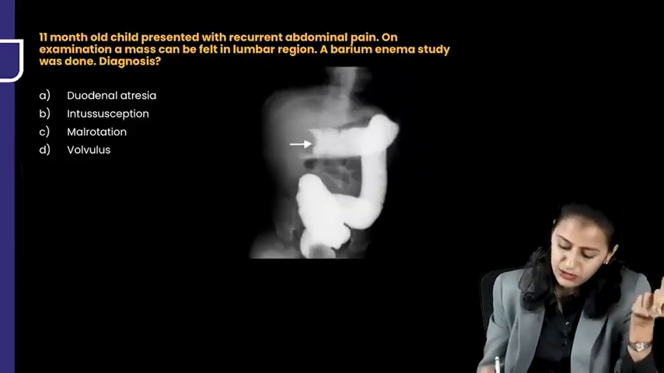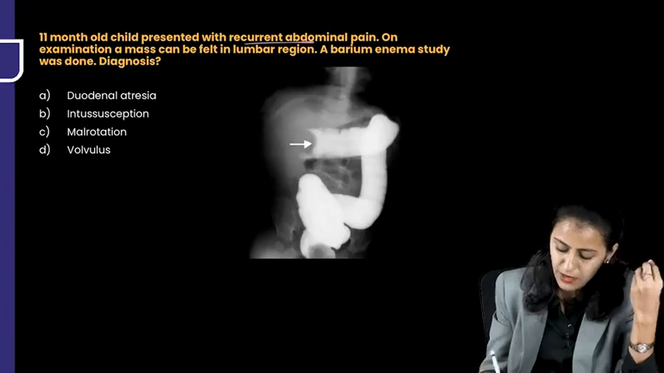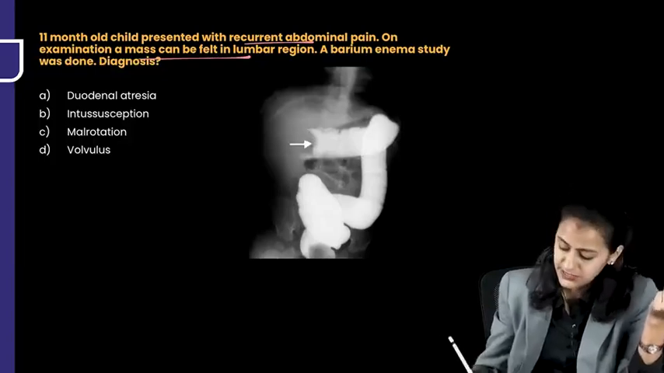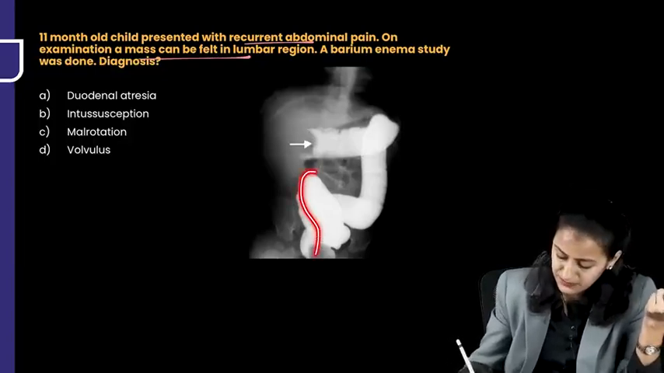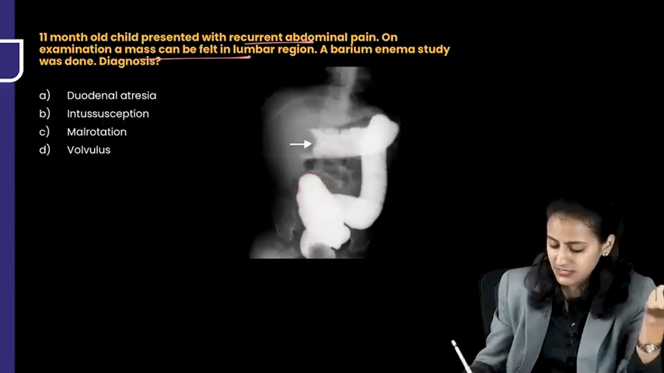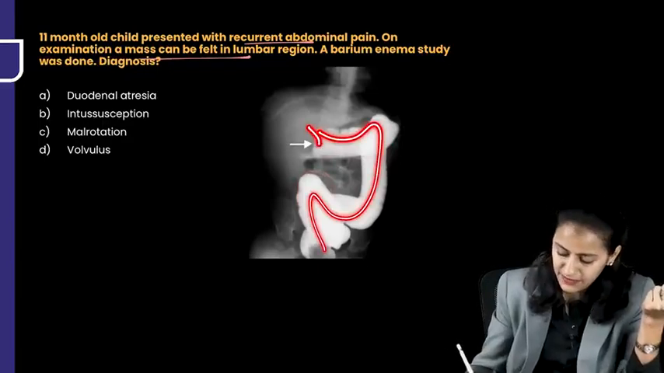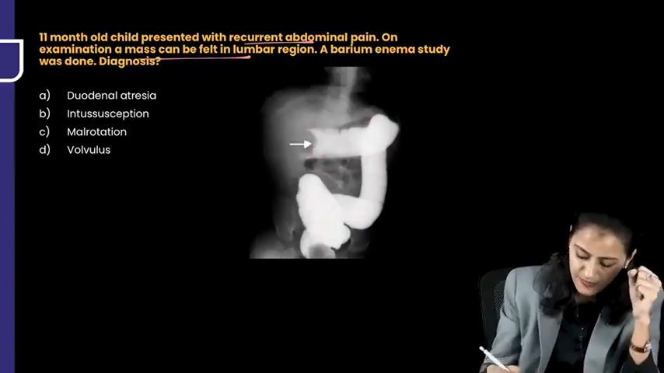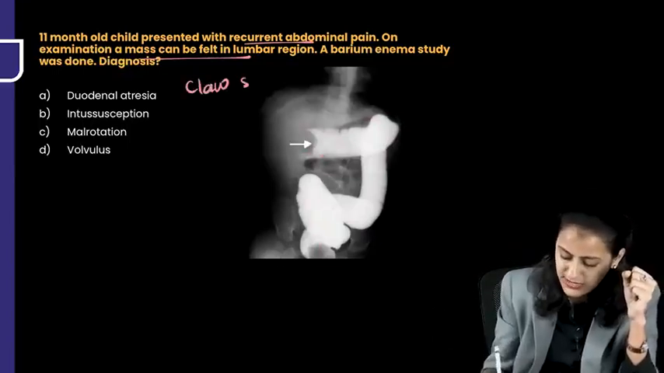Next one, 11-month-old child presenting with recurrent abdominal pain. There's a mass in the lumbar region. Barium enema is shown. What is the diagnosis? So look at the barium enema. The barium goes up and then ends here like a claw, right? The barium is going up and ending like a claw. This is called the claw sign.